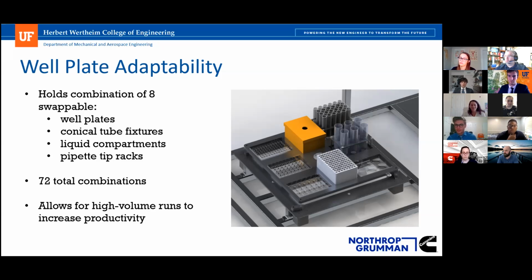The primary advantage of this design is it allows for high volume runs. We're not limited to a single experiment. We can actually run multiple experiments at the same time, given the temperature and atmospheric control that our system provides. So we're able to improve the efficiency of single runs, and we don't have to run the machine 5 different times to complete 5 different experiments. We can do it all at the same time if the temperature and atmospheric control constraints are the same.